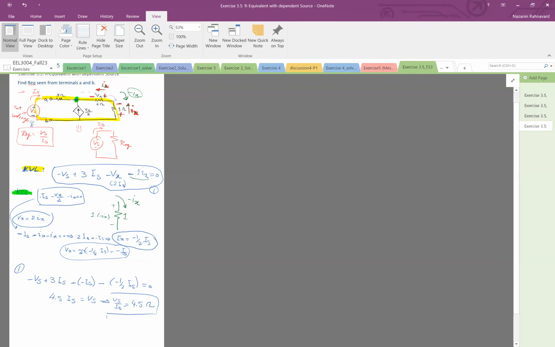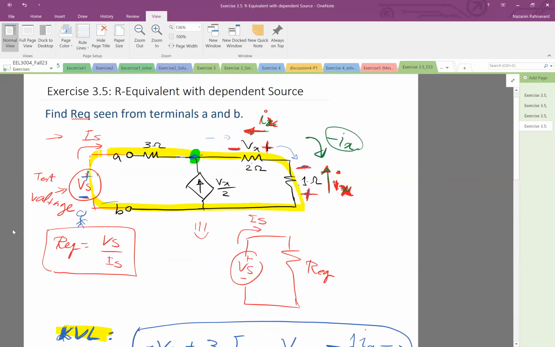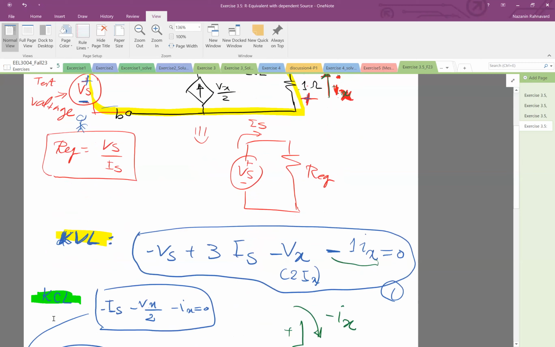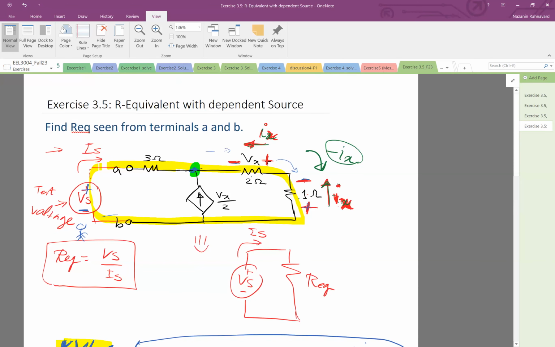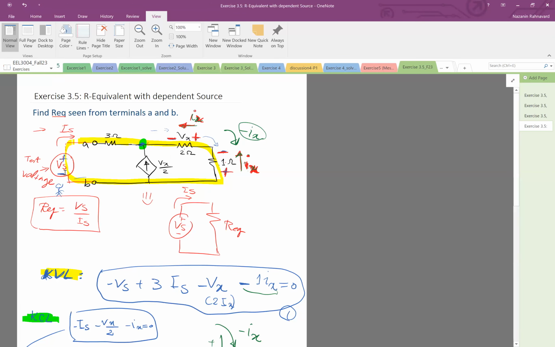Okay, so to wrap up. We definitely put a Vs and Is here, and then you're looking for the ratio of Vs over Is. And then to solve this, I saw a loop here. I wrote a KVL on this. And then there was a current source here, and I wrote a KCL. So one KVL, one KCL. Let's review it again.